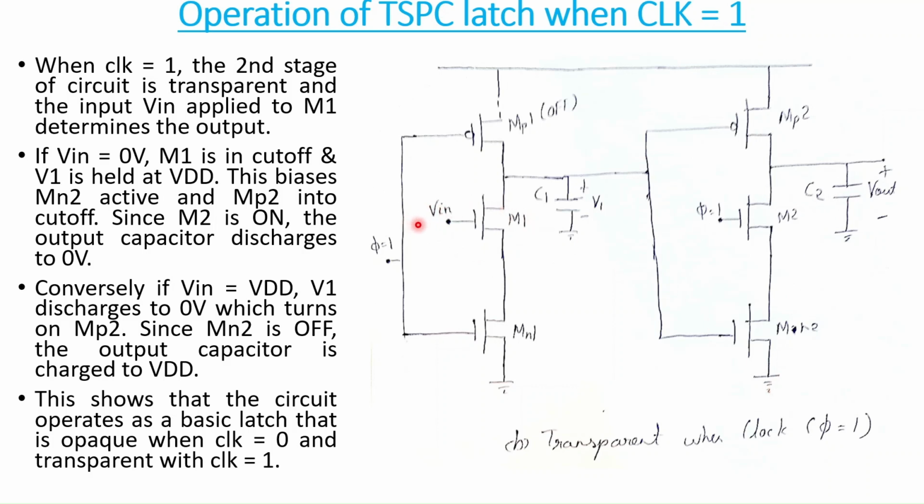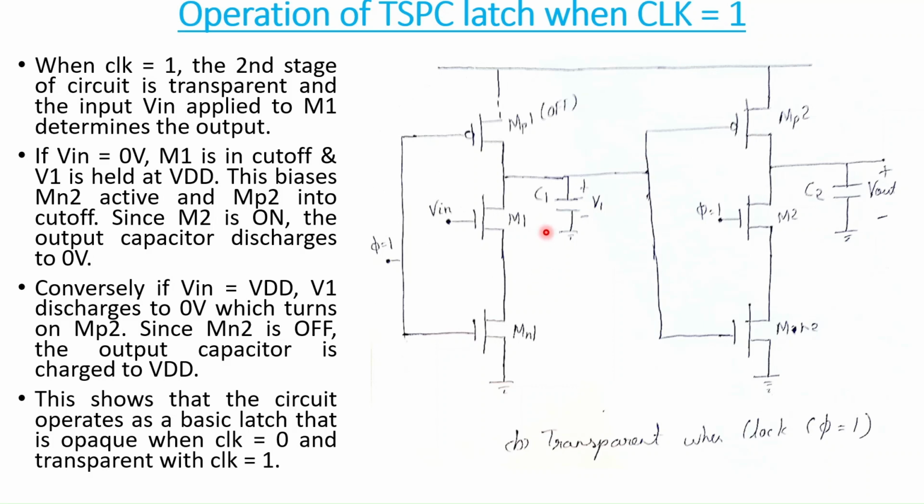But what will happen if this Vin is equal to VDD? If this Vin is equal to VDD, then we can see that this V1 is equal to VDD, so this M1 will also be on and this MN1 will also be on. So this capacitor will get discharged to ground because both these transistors are on. So there is a direct path from capacitor to ground. So earlier it was pre-charged to VDD when clock was equal to 0, but when clock equal to 1 and Vin equal to VDD, then this capacitor will get discharged to 0 volt.